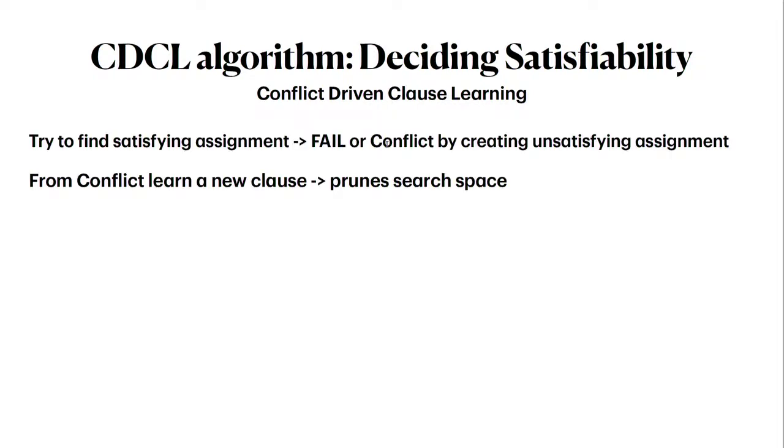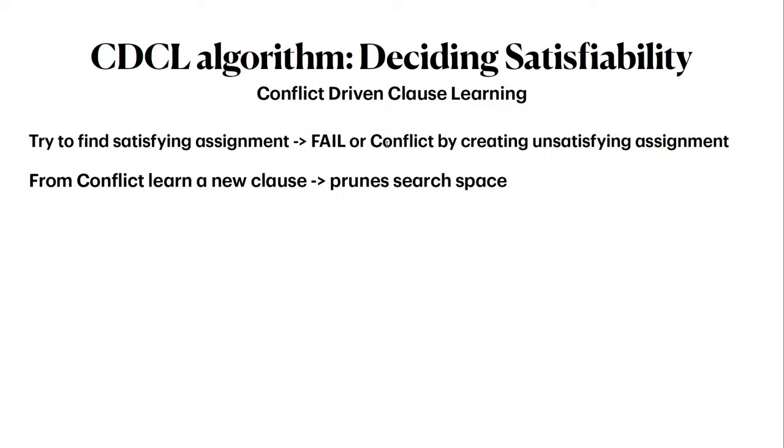Based on this, just proof systems are also not enough. We have algorithms. CDCL is one of the many algorithms. How this proceeds is that it tries to construct a satisfying assignment. I'm trying to prove either my formula is satisfiable or unsatisfiable. I try to find a satisfying assignment. Suppose I find a satisfying assignment, I'm done. But in case I'm not, I fail and I create some unsatisfying assignment.